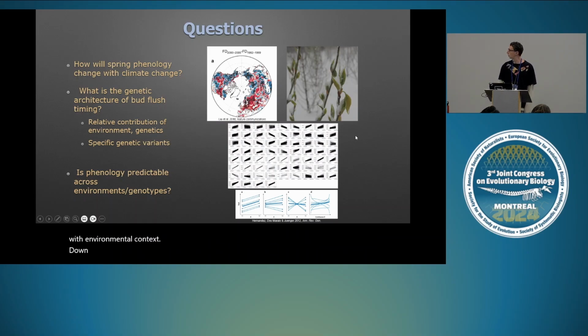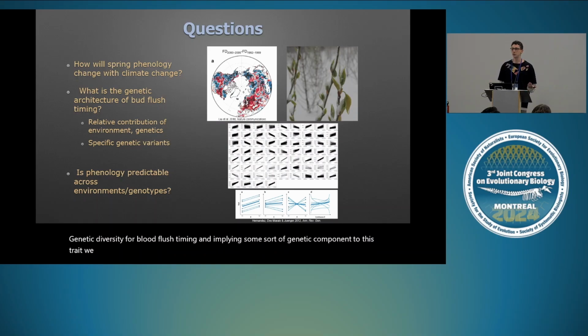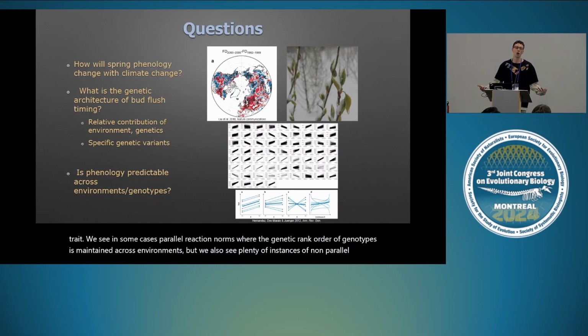Down here, in this kind of busy plot, I'm showing you a bunch of reaction norms. And so comparisons of bud flush timing for the same genotypes in different environments. And so one thing you can notice is that in a given environment, we often see a great genetic diversity for bud flush timing, implying some sort of genetic component to this trait. We see in some cases parallel reaction norms where the genetic rank order of genotypes is maintained across environments, but we also see plenty of instances of non-parallel reaction norms. So that's a hallmark of a genotype by environment interaction.